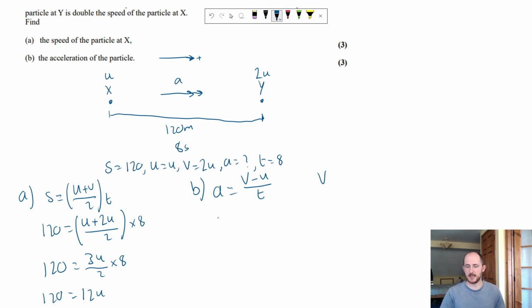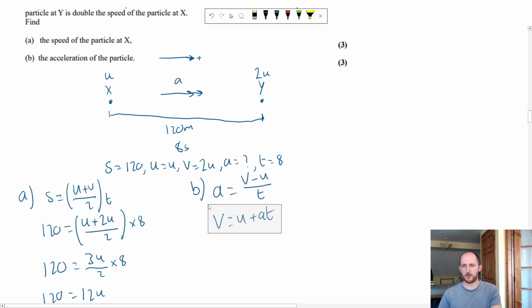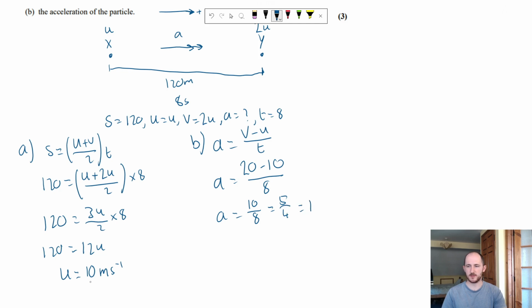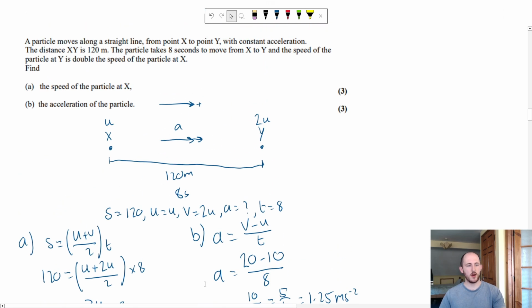So this actually comes from v is equal to u plus at. But acceleration is just the change in velocity with respect to time, so it's actually the same thing in that regard. Either way you want to write it or rearrange it, we have a is equal to v, which is twice what u is, so that's 20 minus 10, over 8. That equals 10 over 8, which is 5 over 4, which is 1.25. Like so. Hopefully that makes a bit more sense.